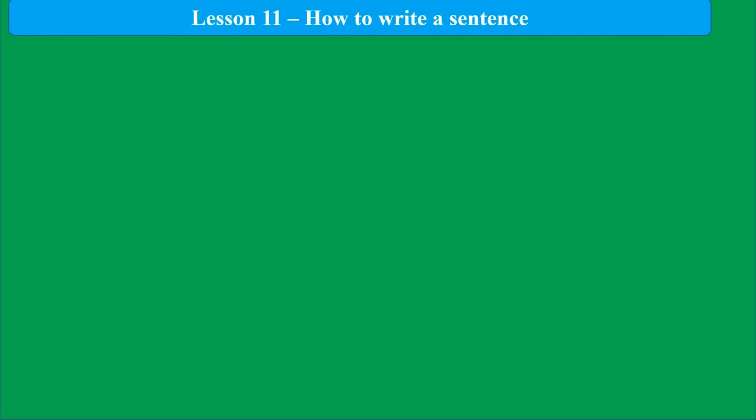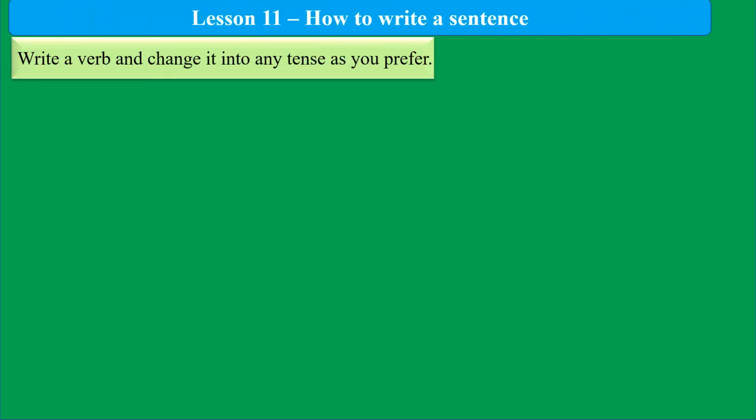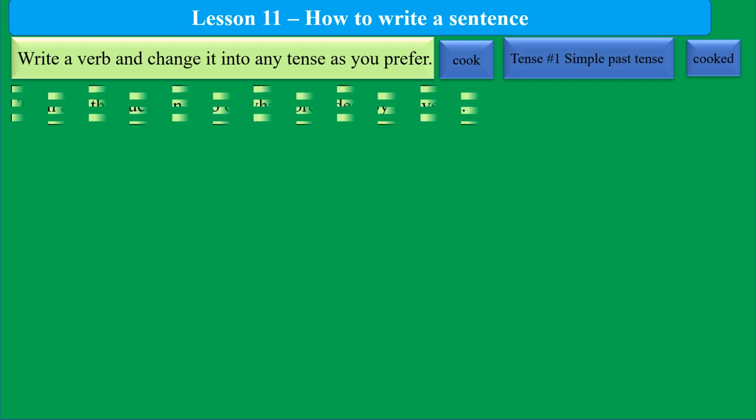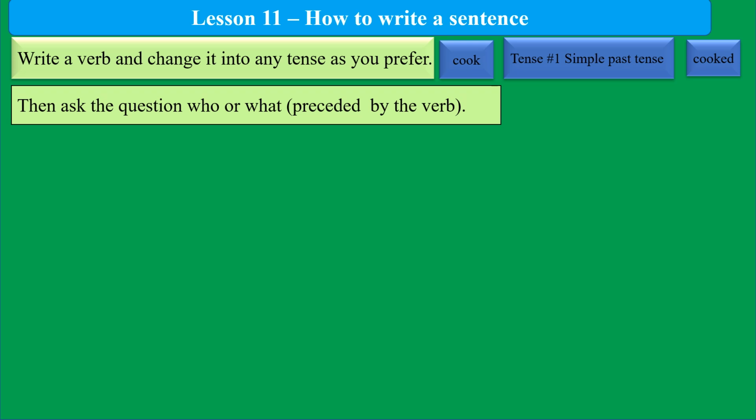Lesson 11. How to write a sentence. Write a verb and change it into any tense as you prefer. In case you take cook, you want to change it into tense number 1, simple past tense, it would be cooked. Then ask the question who or what preceded by the verb.